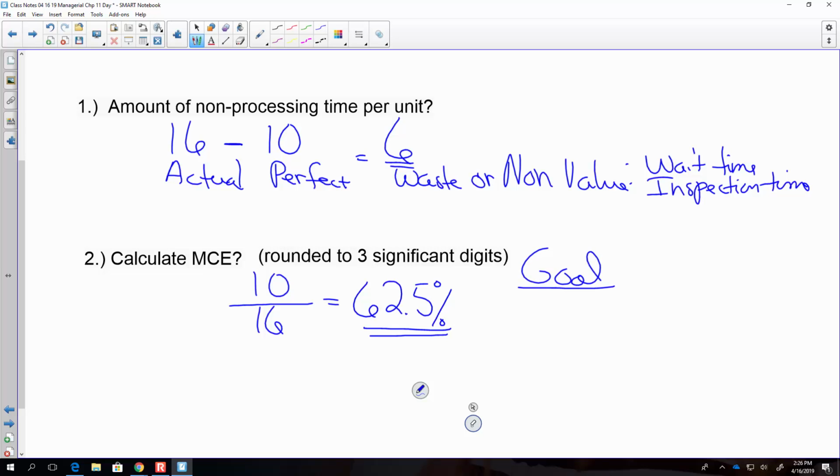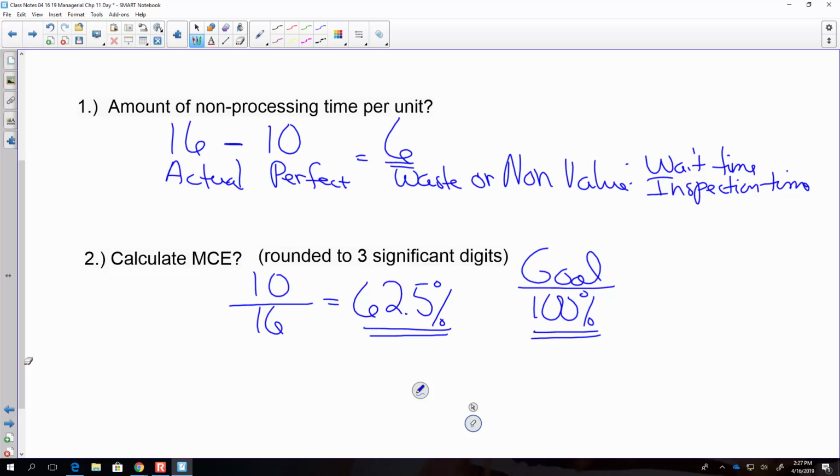The goal is to be at 100%. Will we ever get to 100%? I don't think there's a possibility. It would be almost impossible. But can we get to 70? Maybe. Or 80? Maybe. So that's again why this figure or this computation is good to review to see how we're doing.